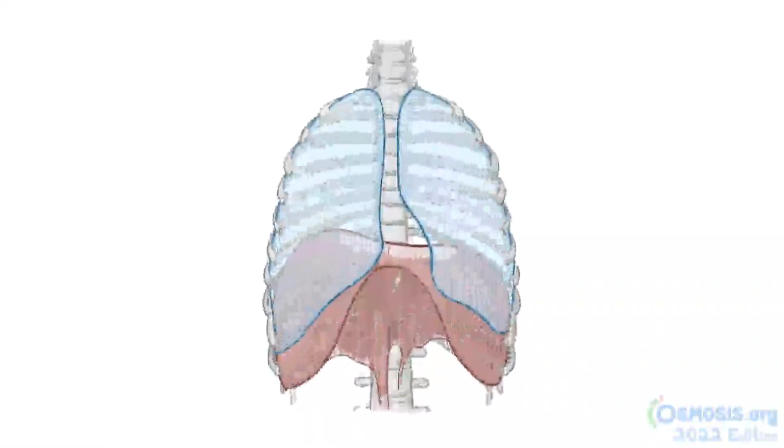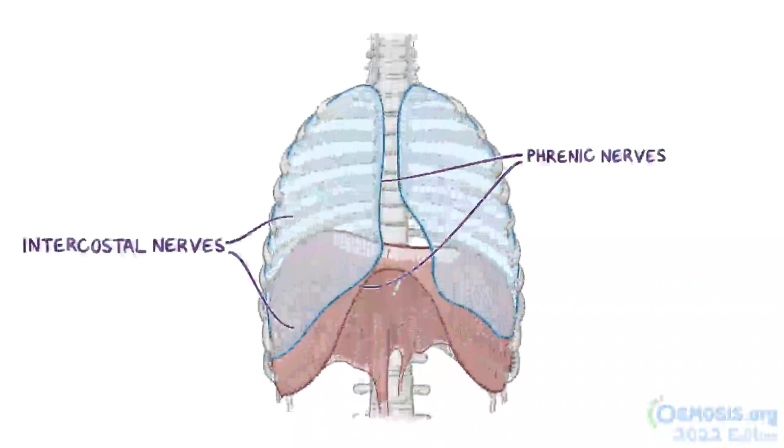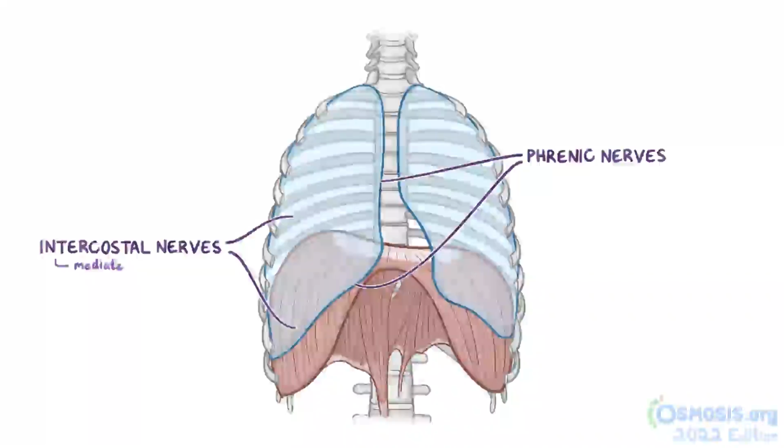Finally, the nerves of the parietal pleura derive from the intercostal and phrenic nerves. The costal pleura and the peripheral part of the diaphragmatic pleura are supplied by intercostal nerves, which mediate both the sensation of touch and pain. The central part of the diaphragmatic pleura and the mediastinal pleura are supplied by the phrenic nerves.